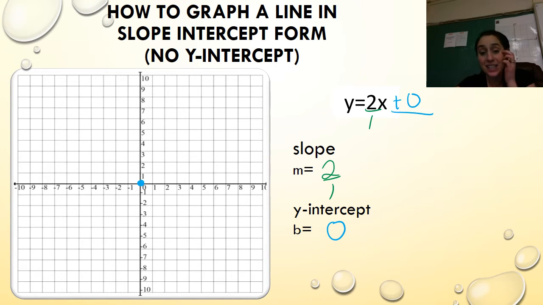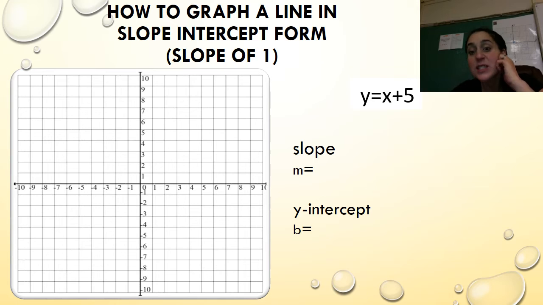Since it's a positive 2, I'm going to go upward. So I go up 2 and always to the right, so I'm going to go to the right 1. Then I just take my pen or pencil and I draw my line here, showing that I've created the line.